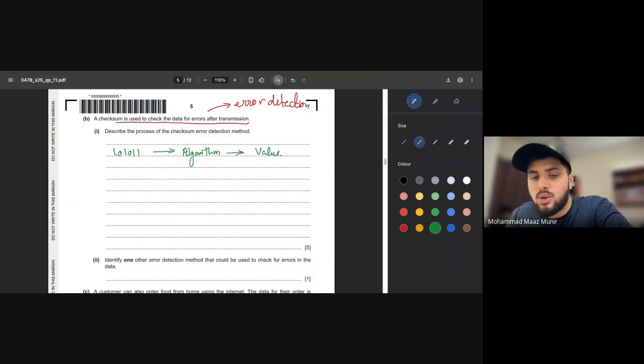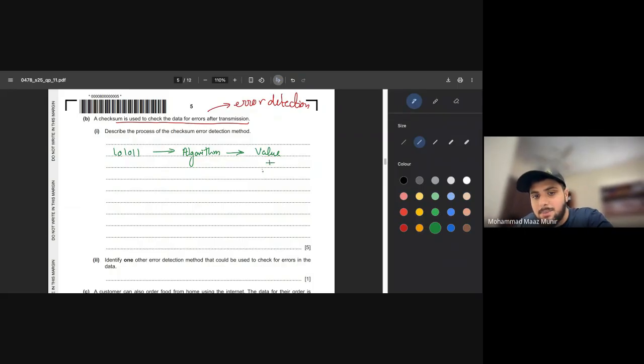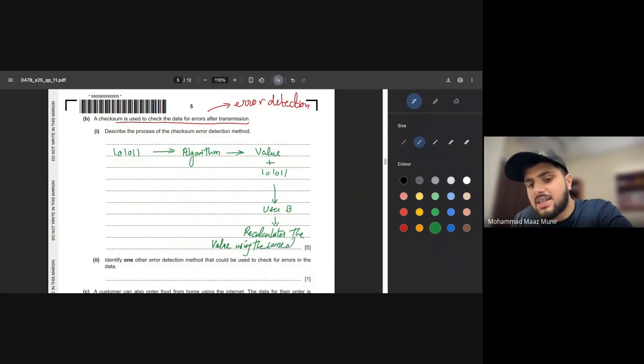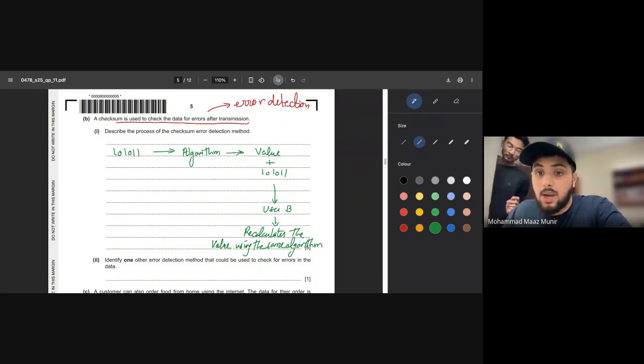Now what I do is I transmit the value plus the binary to the person, to the user, whoever I want to send to, user B let's say, and then user B recalculates the value using the algorithm, the same algorithm that we used earlier. These algorithms are decided mutually. Like I say I will be using XYZ algorithm, and the person I am sending to also has to use XYZ algorithm. So we have decided it prior to sending the data.